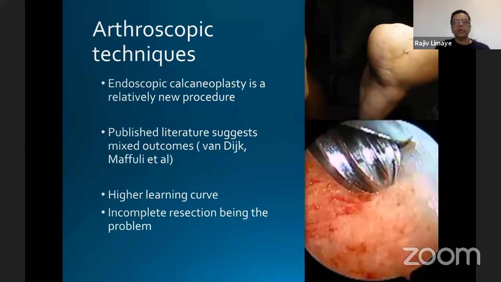There are some arthroscopic techniques nowadays described, which are called endoscopic calcaneoplasty. There is published literature from Van Dijk in the Netherlands and Nicola Maffulli in London. It does have a higher learning curve, and it leads to some incomplete resection being a problem, again, in the form of recurrence.